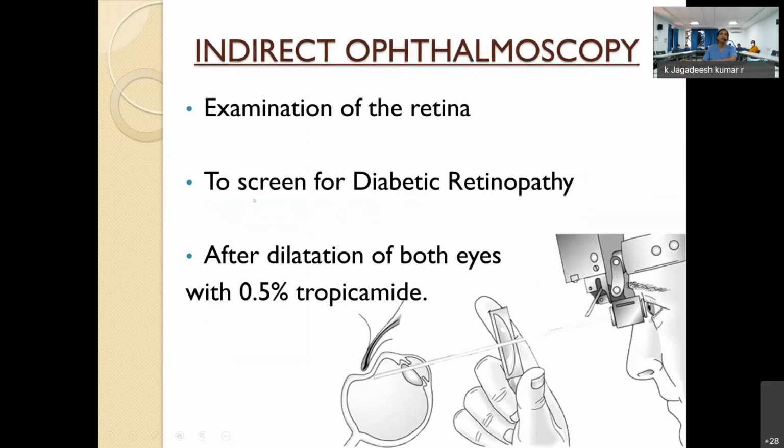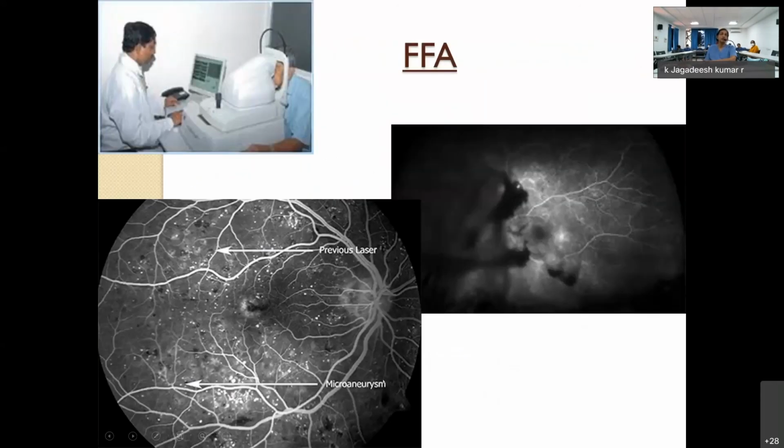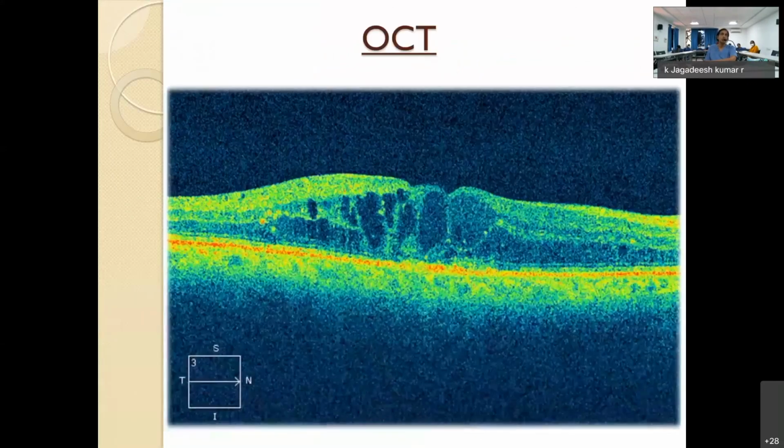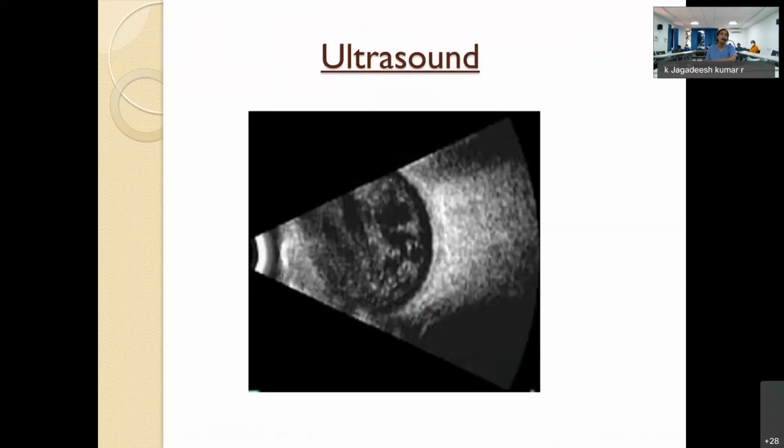Another method of evaluating is indirect ophthalmoscopy. That was a direct. Again, this is used to screen for diabetic retinopathy after dilatation. Here you use a headband and a condensing lens, and it is used to see inside the eye. There are other modalities to image the eye, such as fundus fluorescein angiography and optical coherence tomography, which evaluates the retina. It's like a CT scan of the eye, which gives you a slit of the different sections of the eye and evaluates for the presence of any underlying disease. And an ultrasound, which picks up the presence of any diabetic vitreous hemorrhage.